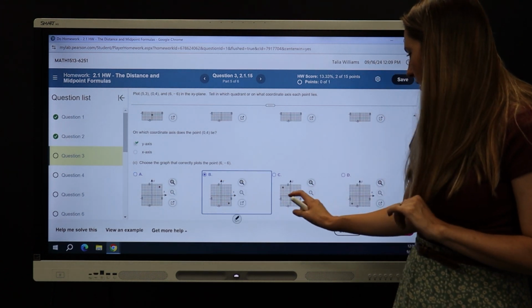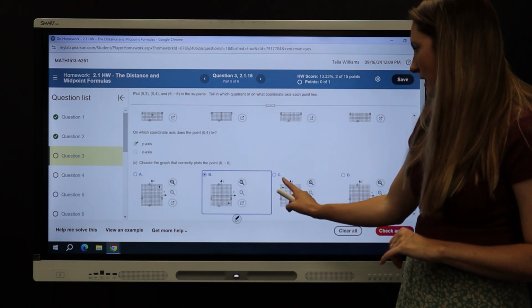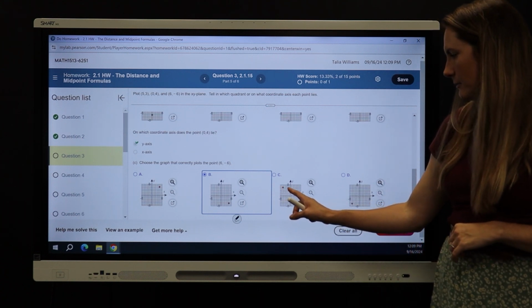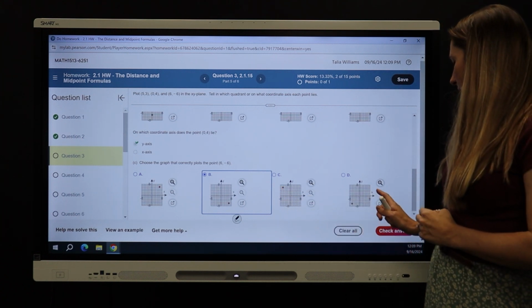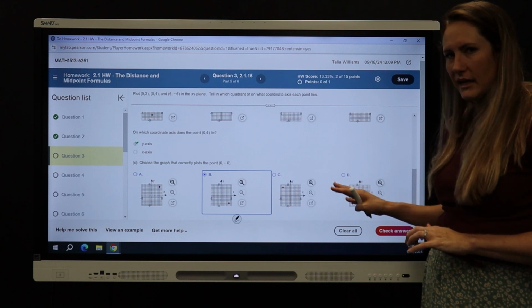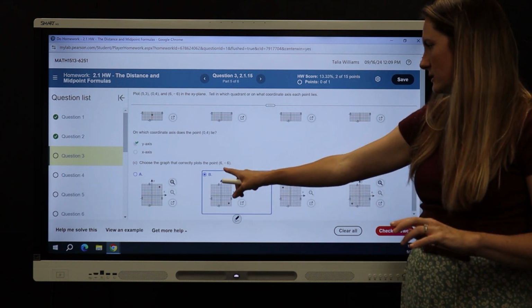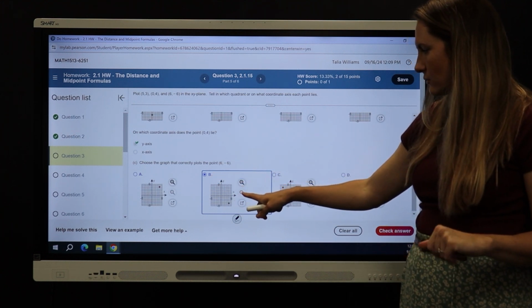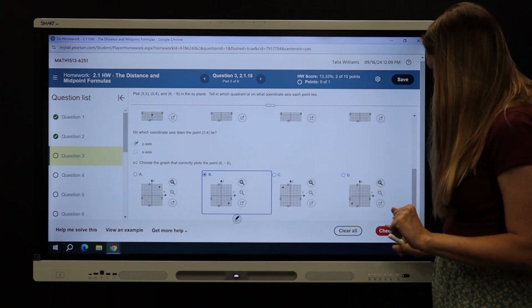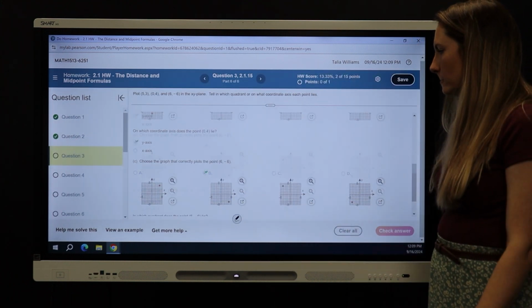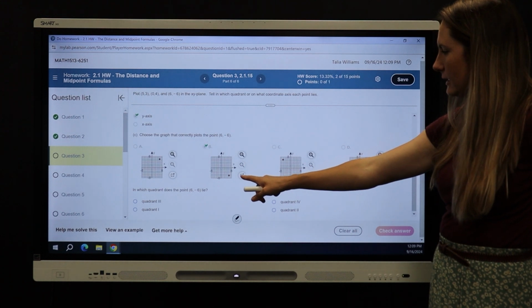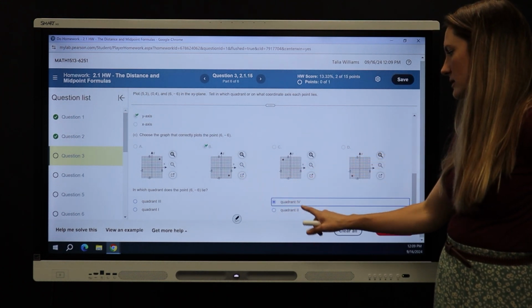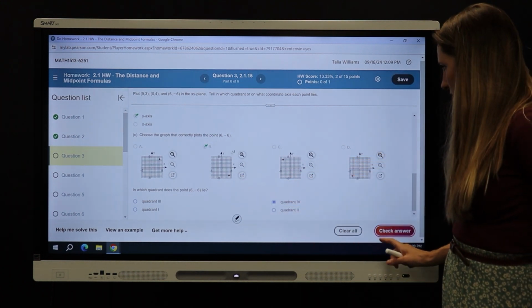This is our graph. This one, they went left and up, so this would be negative 6, positive 6. This one, they went left and down, so that would be negative 6, negative 6. Ours was positive 6, right 6, down 6. And that puts this one in the 4th quadrant, which is IV when you're doing Roman numerals.